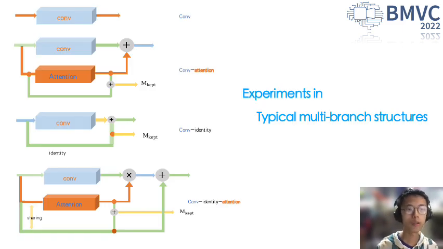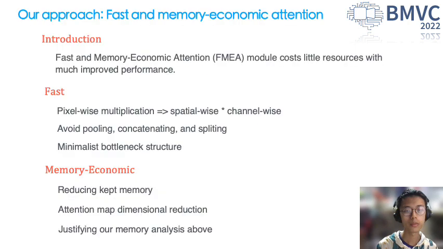Here is our figure to imply what the sharing mechanism is and the essence of memory consumption. So according to our conclusions, we propose a novel, fast, and memory economic attention, named FMEA, which costs little resource with much improved performance.